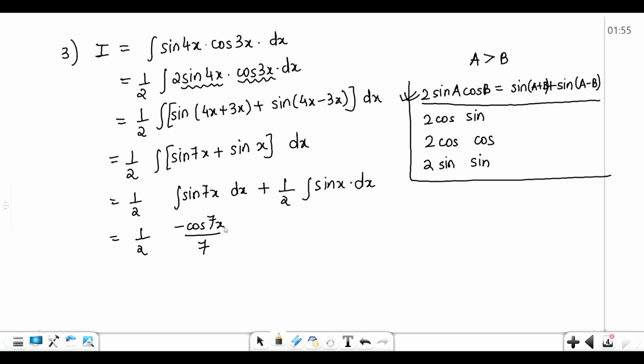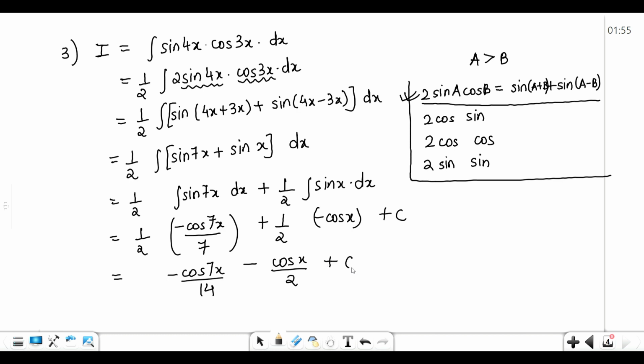Plus 1 by 2, and here we have sin x, so the integral is minus cos x. Here the coefficient is 1, so it doesn't matter whether you divide by 1 or not. This gives minus cos 7x upon 7 times 2, which is 14, plus minus cos x upon 2, plus c. So this is your final answer. Whenever you come across this kind of formula and see a coefficient of x, you have to divide by the coefficient of x.